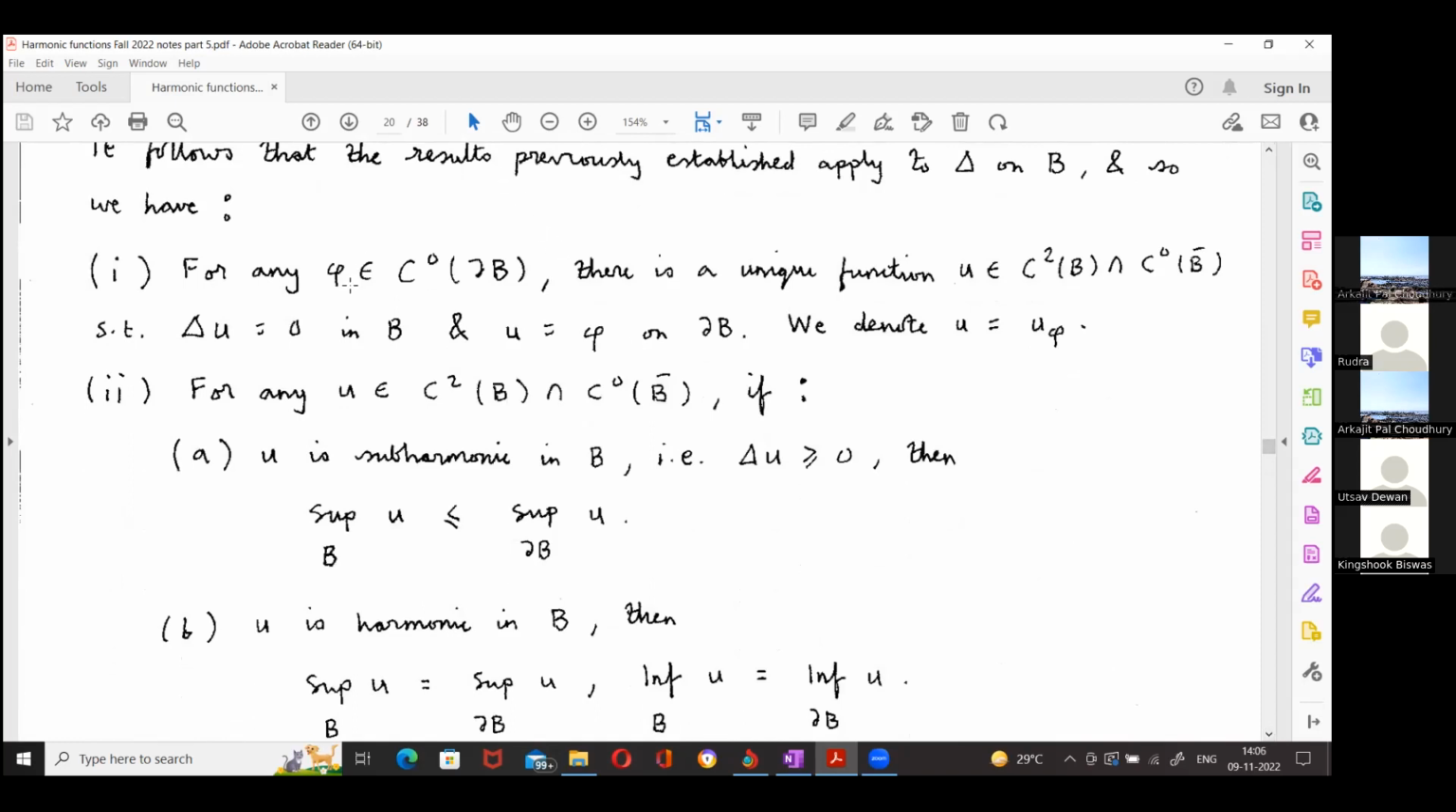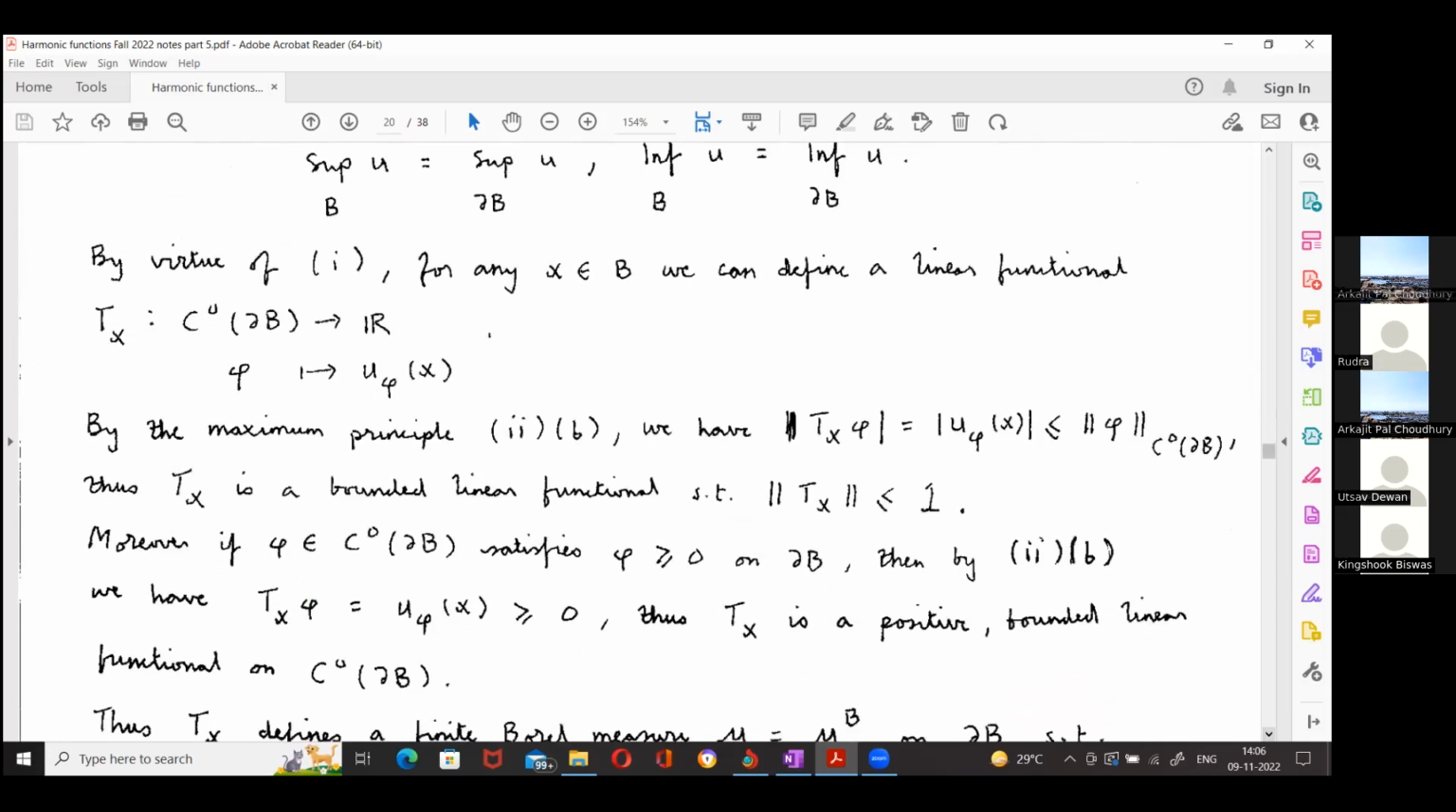So we know that for any continuous function phi on the boundary of the ball, there is a unique solution to the Dirichlet problem with boundary value phi. So it's C2 on the ball and C0 on the closure of the ball. The Laplacian of u is 0 in B, and u is equal to phi on the boundary of B. And this solution is unique, and the solution satisfies the maximum principle.